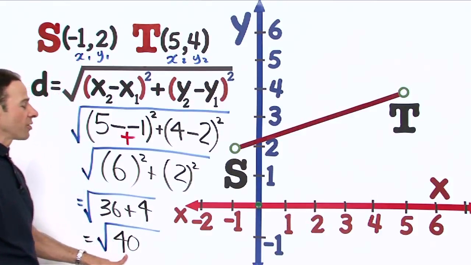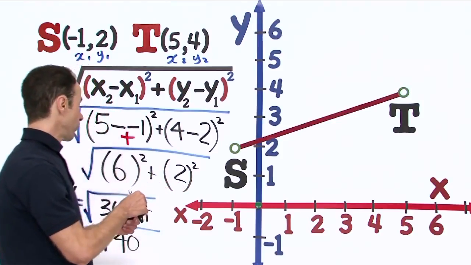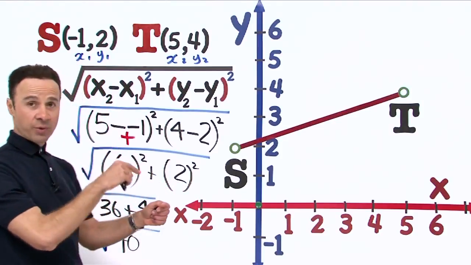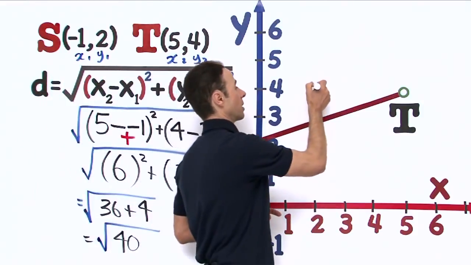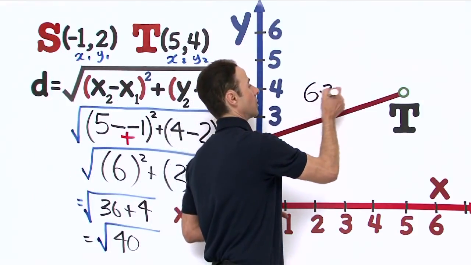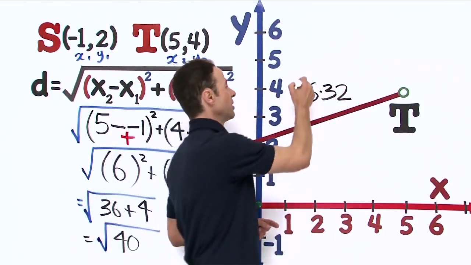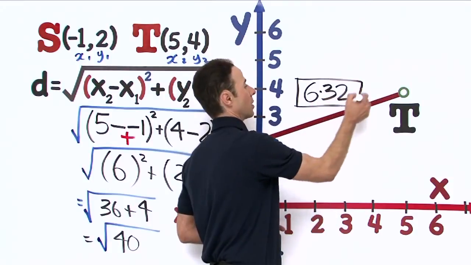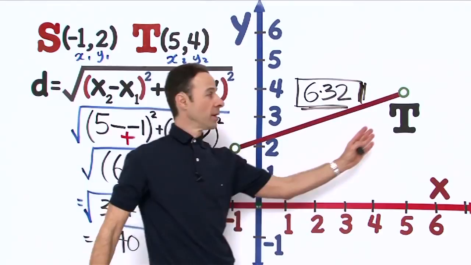Now all we need to do is go on the calculator and work out the square root of 40. On the calculator, that's square root first, then 40. That's going to give us, to 2 decimal places, 6.32 units for the distance between S and T.